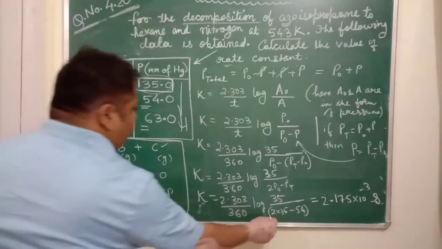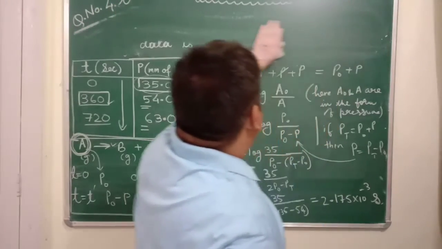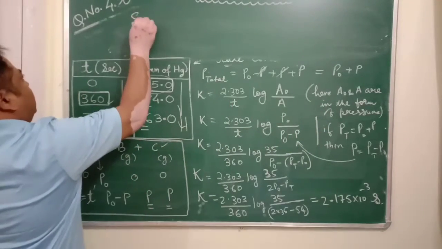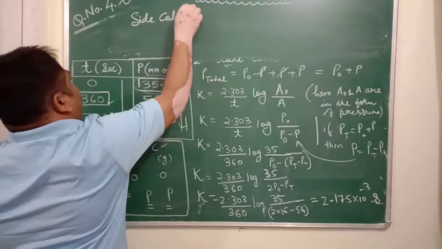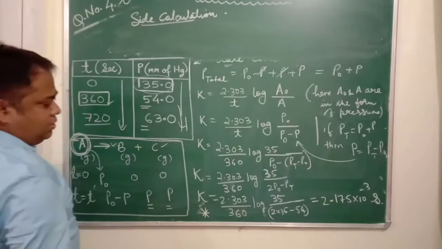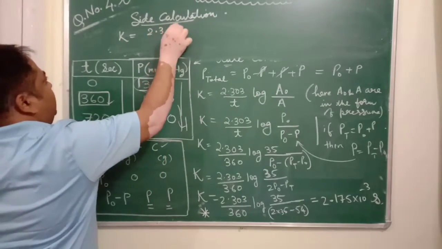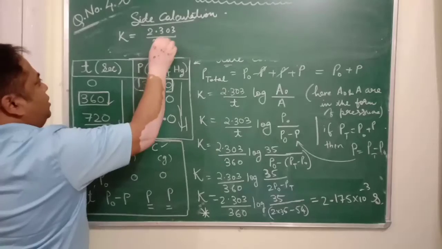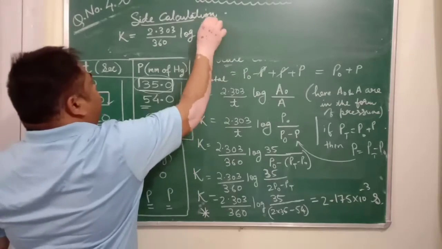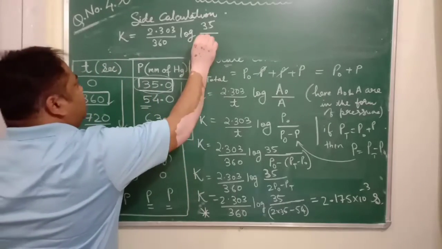Now if you want me to calculate this for you, I can still do it. The side calculation part I must show you, so I can show it here. I am picking it from this. K is equal to 2.303 by 360 log 35 by 70 minus 54, which will be 16.